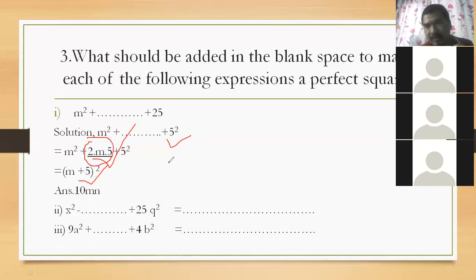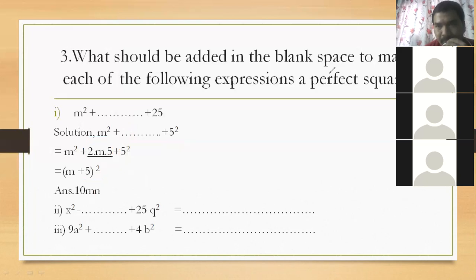10m. I think there is n? No, sir. There is no n. This n should not be there. There should be only 10m. Similarly, fill other also.